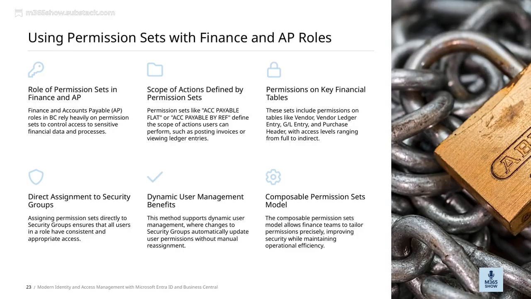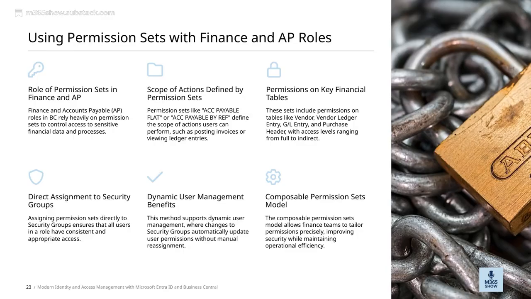By assigning permission sets directly to security groups, we ensure that everyone in a role has consistent and appropriate access. This consistency is key for avoiding errors and maintaining control over sensitive data. The permission sets include permissions on critical financial tables like vendor ledger entry, GL entry, and purchase header. Access levels can range from full control to indirect, depending on what's needed for the role.